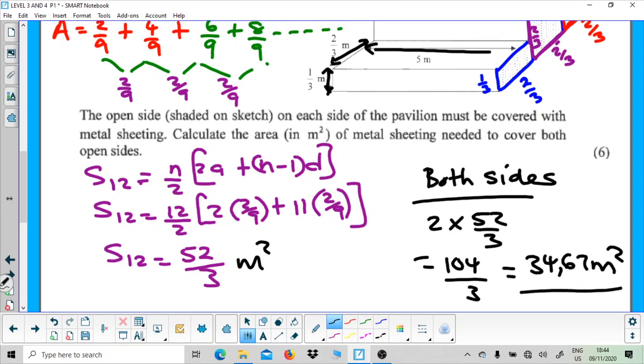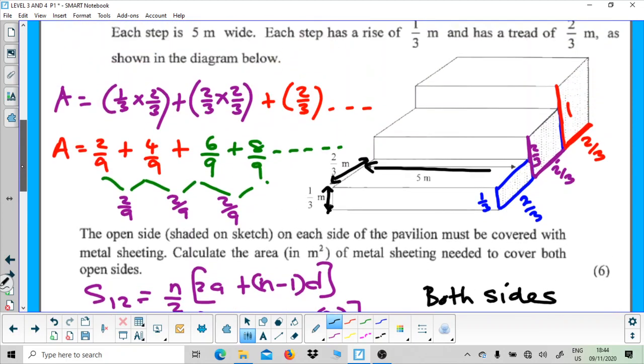So did we answer the question? It's always good to check. Calculate the area in square meters. Yes, we did. 34.67. That's what you need. Okay? Not bad. It's fine. Your terms were multiplied by 2. It's a skill to actually have as well.